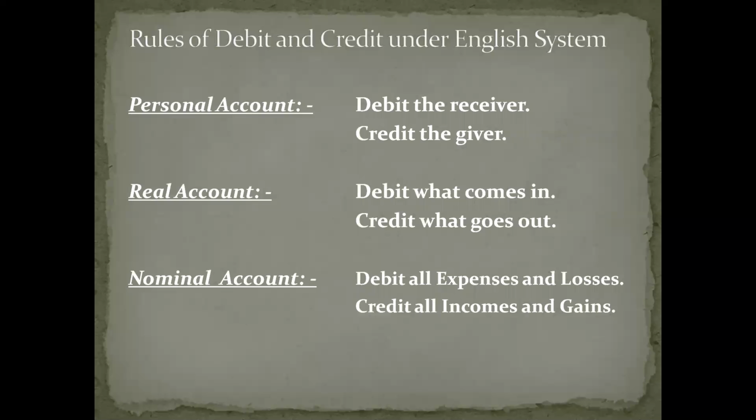For example, cash paid to Pradeep. Pradeep, is he the receiver or the giver? Cash paid to Pradeep, so Pradeep is the receiver. Debit is the receiver. Since Pradeep is the receiver, you have to debit Pradeep's account.